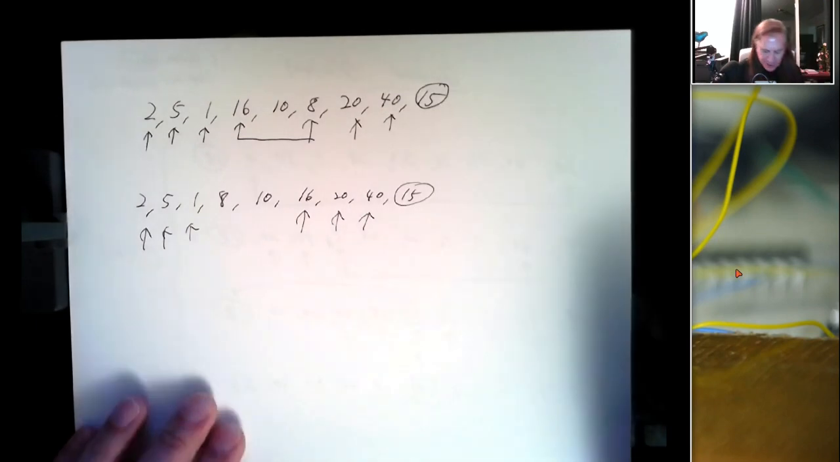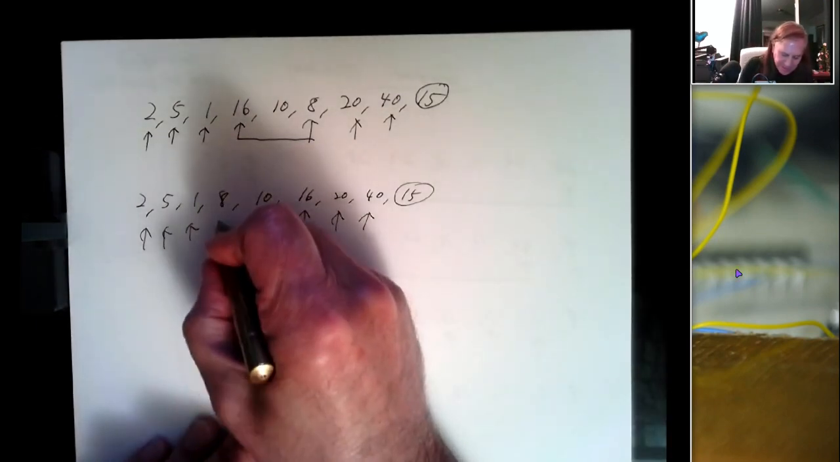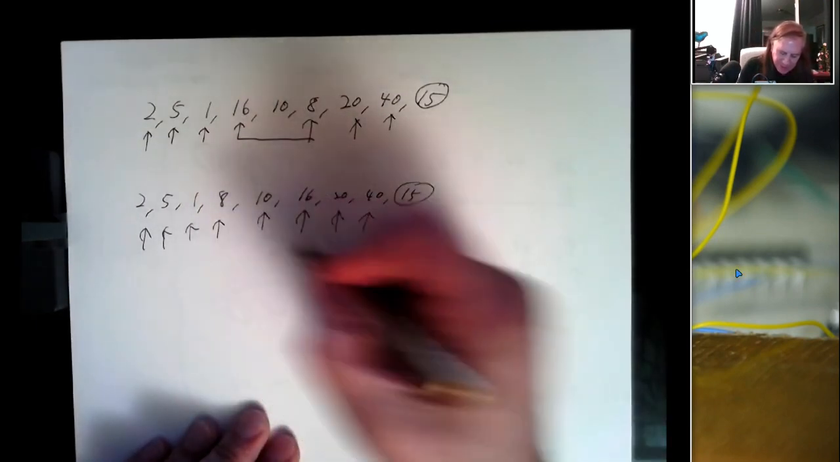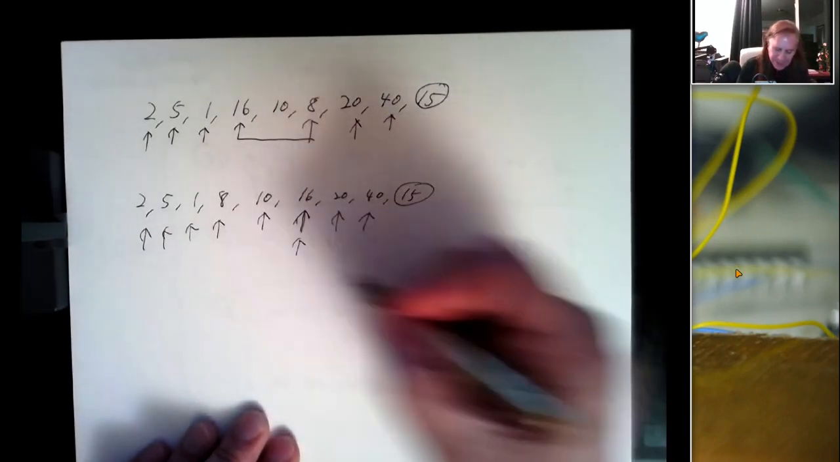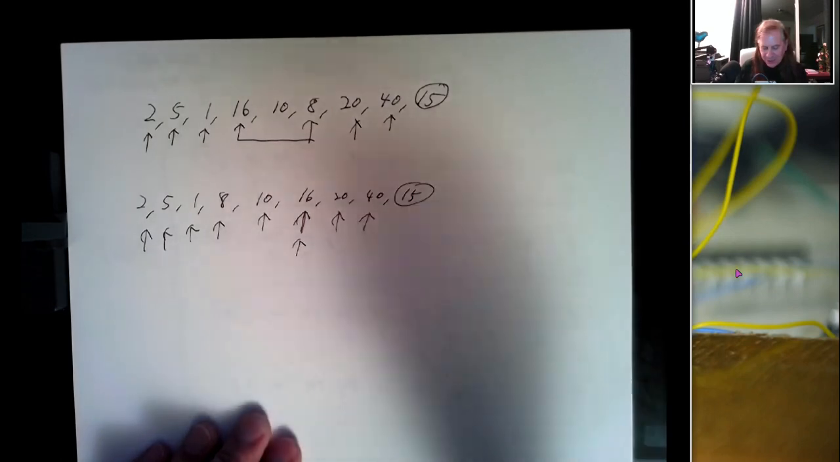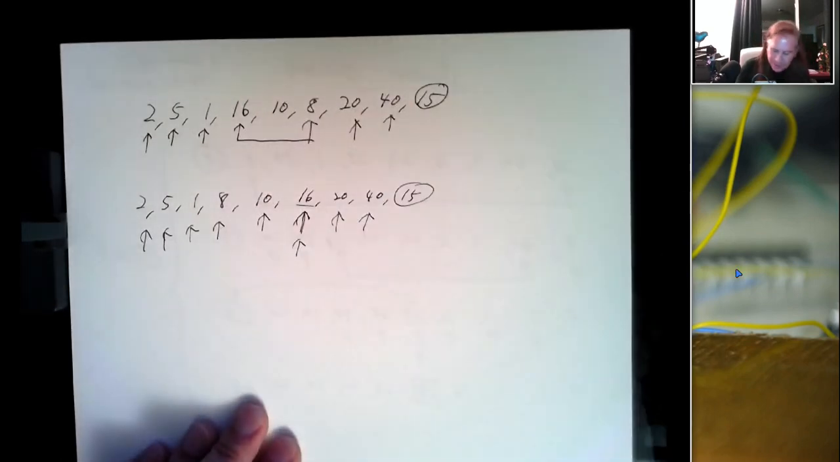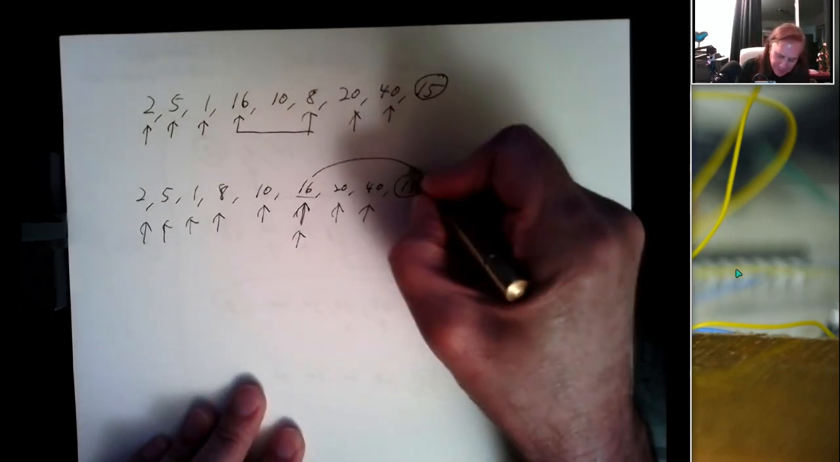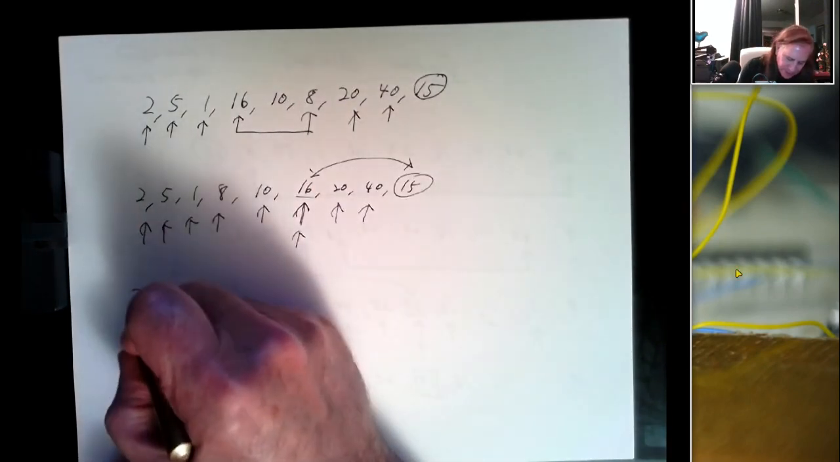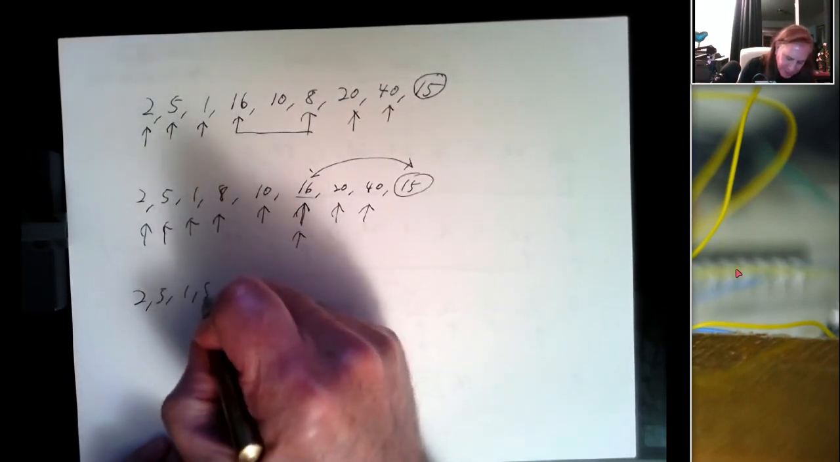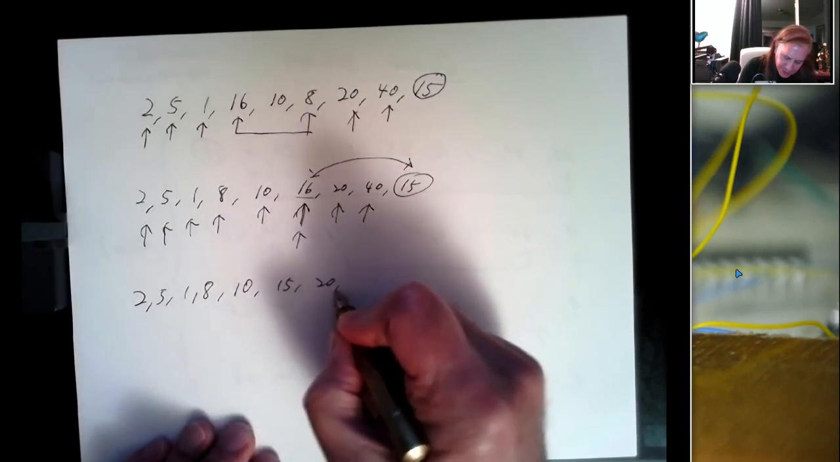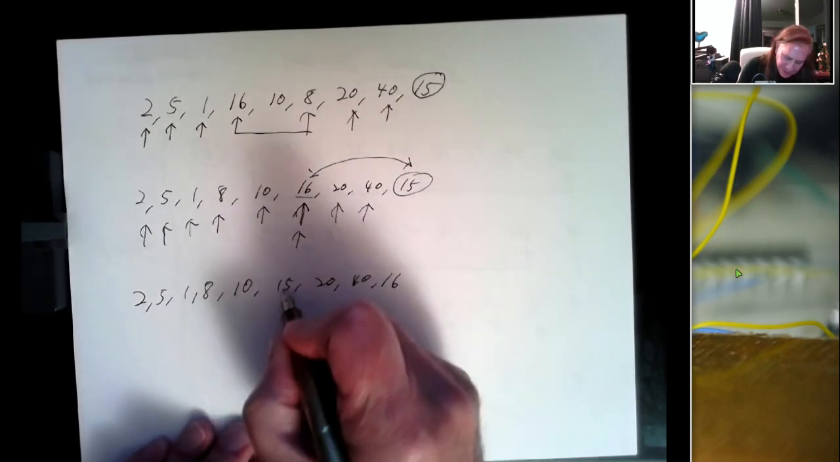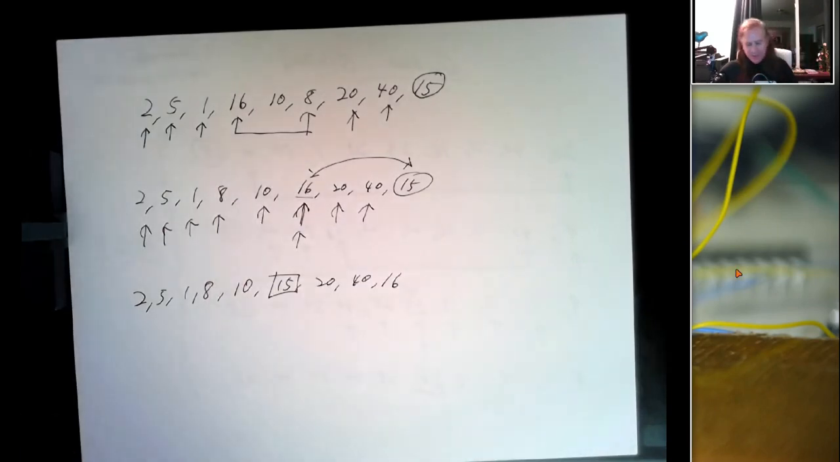We moved in here. Now we continue moving from the left. This is smaller than our pivot. This is smaller than our pivot. We come up here and our arrows have collided. And so we're done. And this is the number that we're going to replace with the pivot. So we swap these two, and now we have 2, 5, 1, 8, 10, 15, 20, 40, 16, and here's the number that's in the right place.